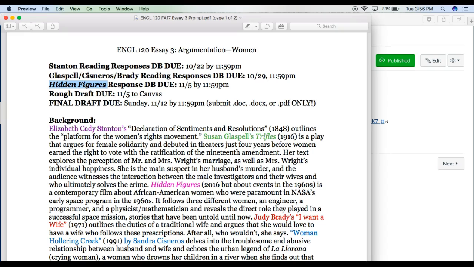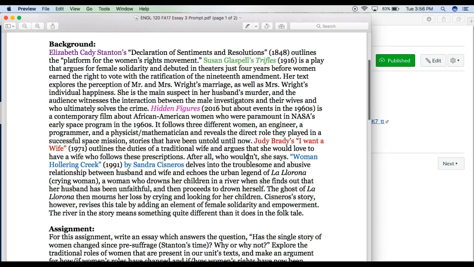Alright, so now let's return to our prompt. So some background. Elizabeth Cady Stanton's Declaration of Sentiments and Resolutions outlines the platform for the women's rights movement. Susan Glaspell's Trifles is a play that argues for female solidarity and debuted in theaters just 4 years before women earned the right to vote with the ratification of the 19th Amendment. Her text explores the perception of Mr. and Mrs. Wright's marriage, as well as Mrs. Wright's individual happiness. She is the main suspect in her husband's murder, and the audience witnesses the interaction between the male investigators and their wives, and who ultimately solves the crime.